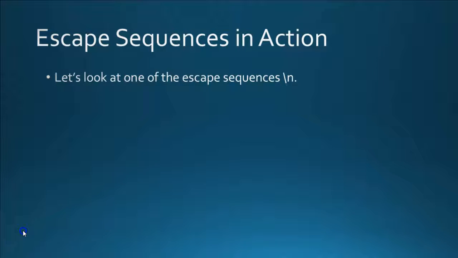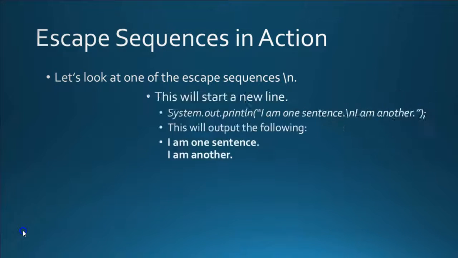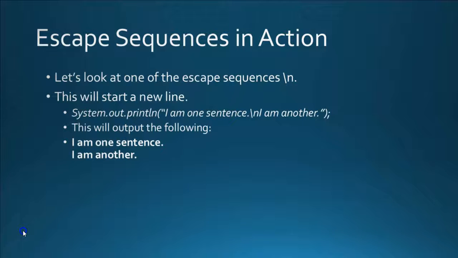Let's look at a couple of these in action. Let's start with /n. This is going to start a new line. System.out.println, quote, I am one sentence, /n, I am another, quote. If you notice, there's no space there with the /n. It's just stuck in there because Java automatically looks at the next character that follows that slash. So this is going to output: I am one sentence, I am another, on separate lines.